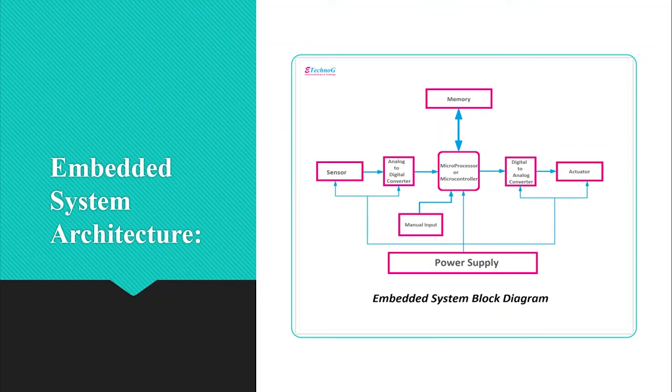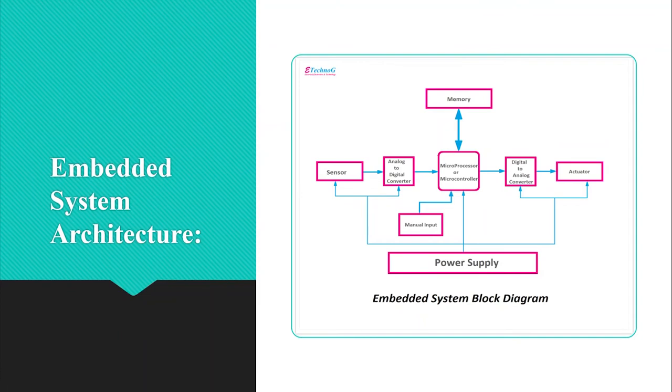So the sensor firstly senses the output in the surroundings and then gives it to the A to D converter, which will convert the analog signal into a digital signal and give it to the microprocessor. Based on the program loaded in the memory, the microprocessor will perform the instructions and give the result to the digital to analog converter.